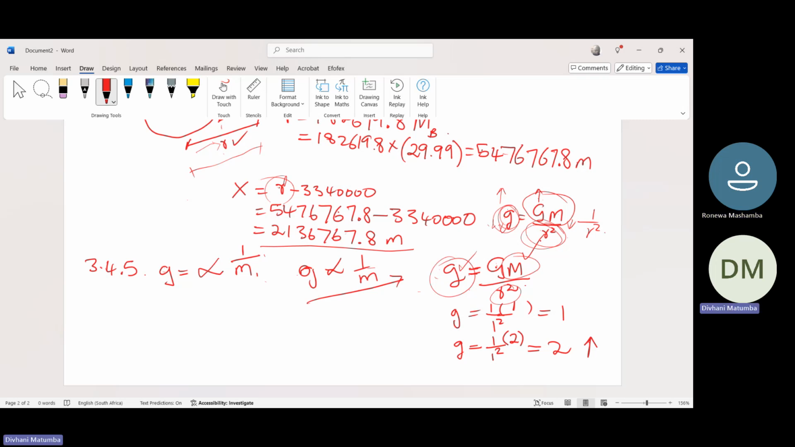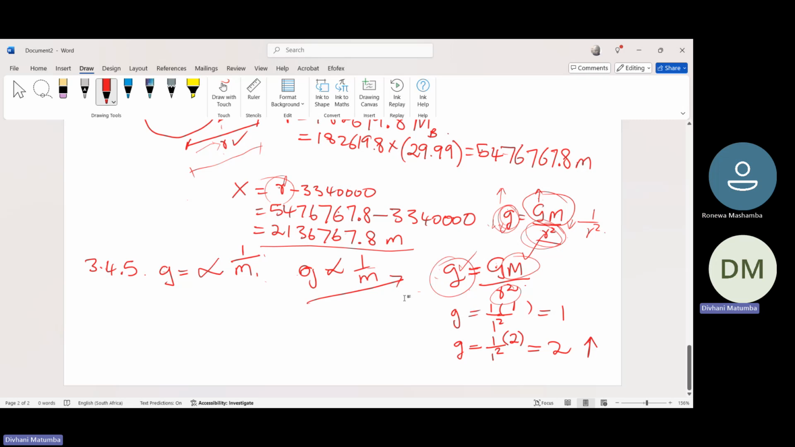Yes, and okay, let me ask you a quick question. If the radius, or the value of r increases, what happens to the value of g? Does it not decrease? It does decrease because the relationship is inverse. It is the opposite. Yes, sir. You agree? Okay.